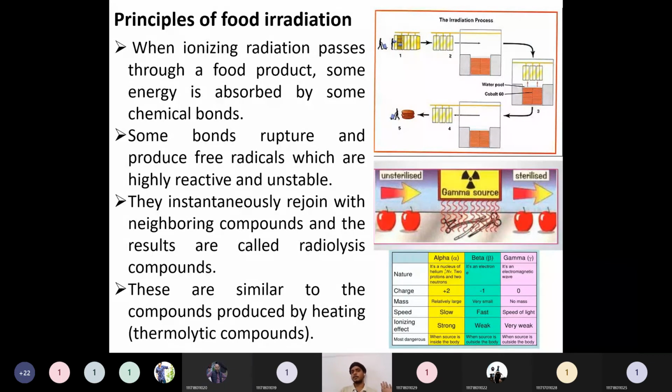But in big industrial processes, they usually apply this in order to increase shelf life, or in order to lower the chances of food poisoning or food contamination. That's the advantage.